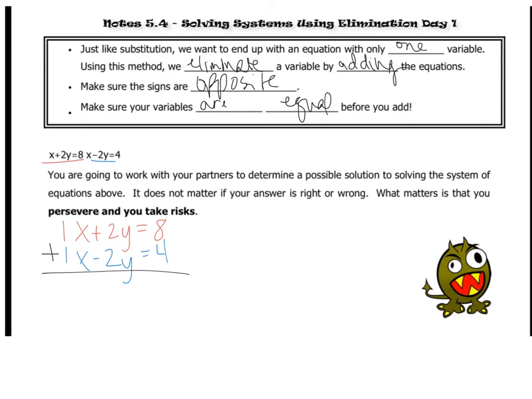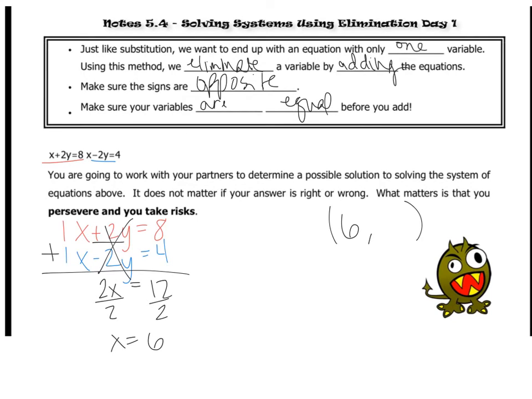But if you look at the next one, I have positive 2y and negative 2y. Those eliminate each other. So now we just combine everything that's left. So 1x plus 1x is 2x, and 8 plus 4 is 12. Divide each side by 2, and x equals 6. That was really, really simple. They're not going to always be this simple, but sometimes they are.